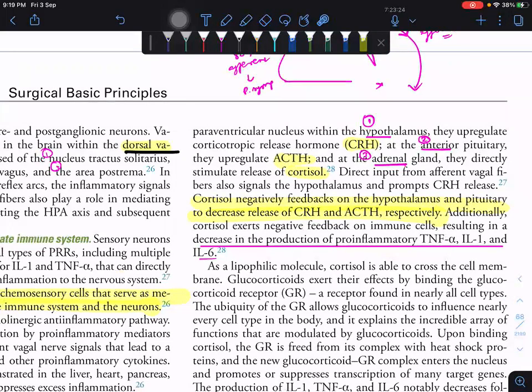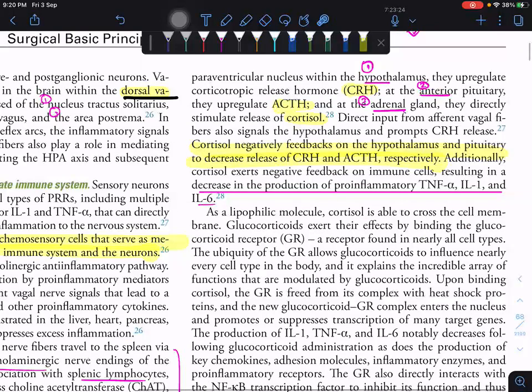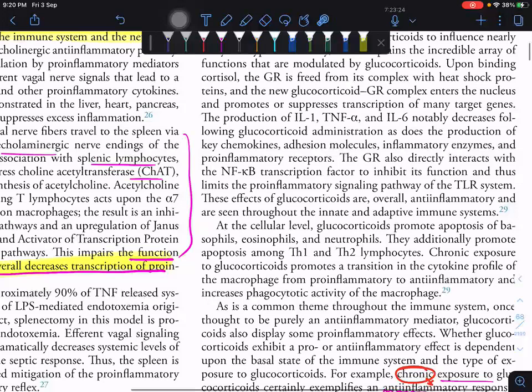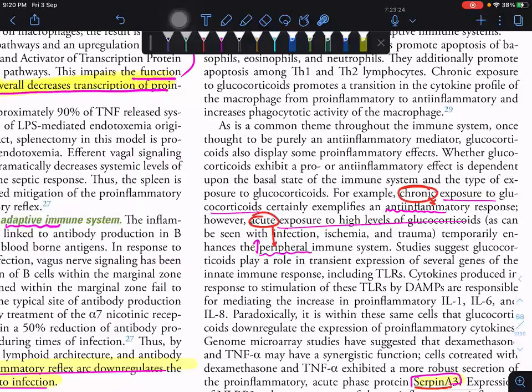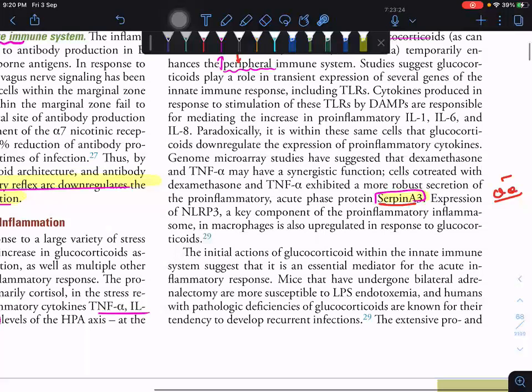So finally, what is happening? There is a decrease in the production of pro-inflammatory TNF alpha, IL-1, and IL-6. Whenever the cortisol is very much increased, it decreases the inflammatory response. That is the main thing. Okay, so what happens when we are giving glucocorticoids externally? Chronic exposure to glucocorticoids acts like an anti-inflammatory, and acute exposure to a high level of glucocorticoid enhances the immune system. Chronic will act as an anti-inflammatory, and acute will act as a pro-inflammatory. Just remember. And here is your MCQ.